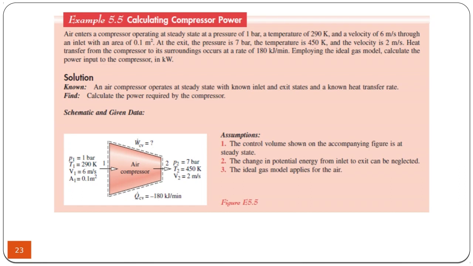An example of a compressor is given here. An air compressor has inlet properties of 1 bar, 290 Kelvin, 6 meters per second of airflow, and an inlet area of 0.1 square meter. Because the objective of a compressor is to increase the pressure of the air, as you can see, P1 is increased to P2. Initially it was 1 bar, now it's 7 bar.